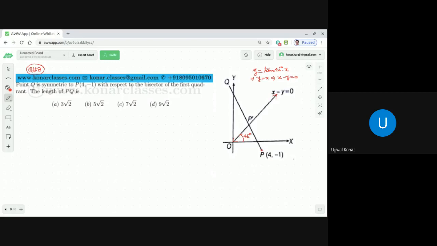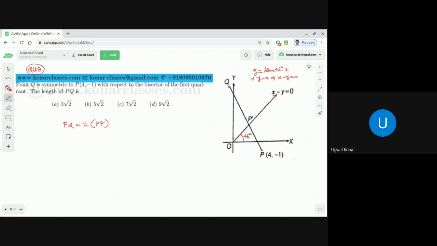Now, as the point Q is symmetric to point P (4, -1) with respect to the straight line x - y = 0, then if we get a point Q which is symmetric to the point P with respect to the straight line x - y = 0, then definitely PQ should be equal to 2 times PP'. Correct or not? We need to find the value of PQ. So definitely PQ should be 2 times P P'.